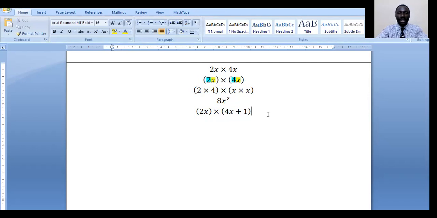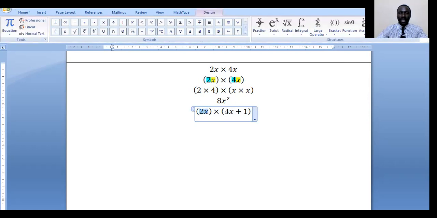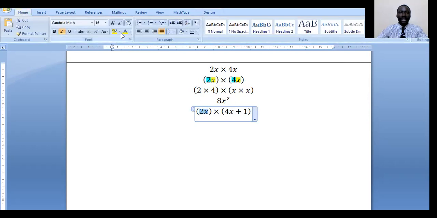So how do we deal with this type of multiplication? How do we expand this? How do we simplify this? Now, to simplify this, what we will do is this 2x will multiply 4x, okay? Just put it like this. The 2x will multiply the 4x. Then it will later multiply 1.